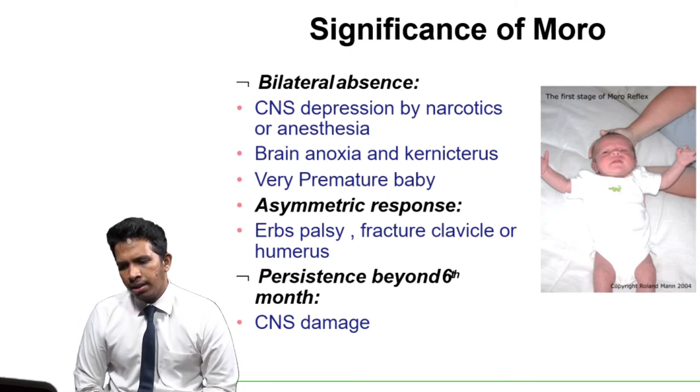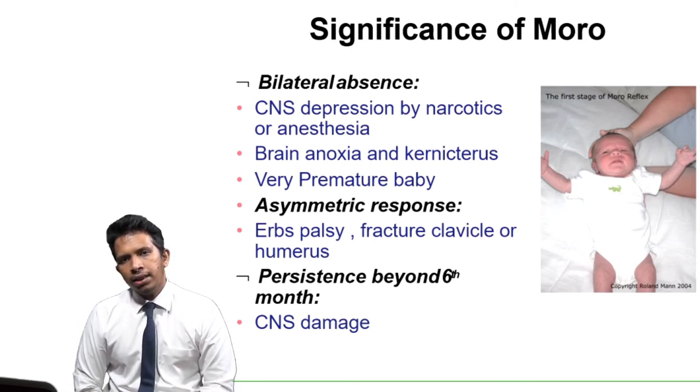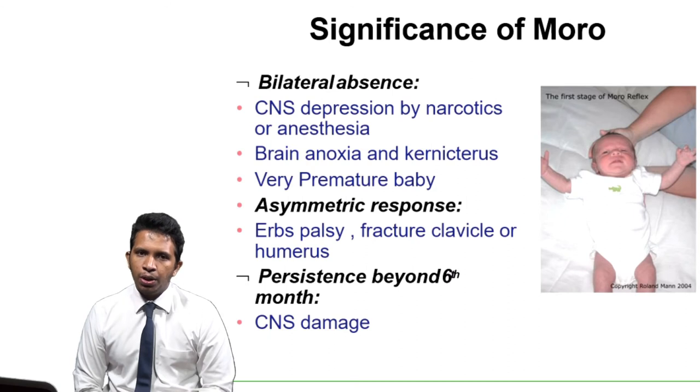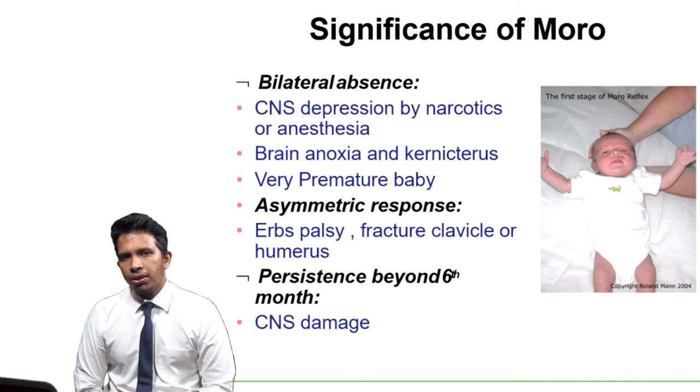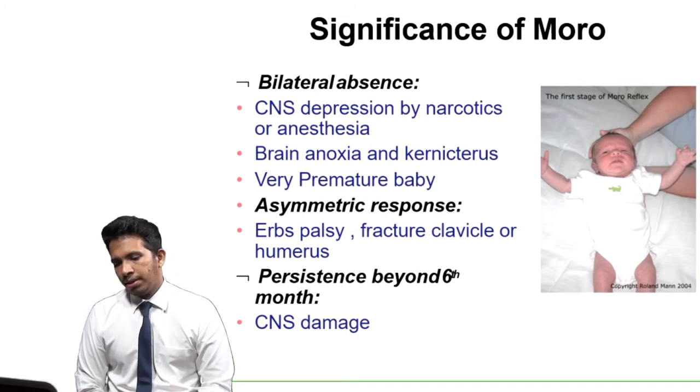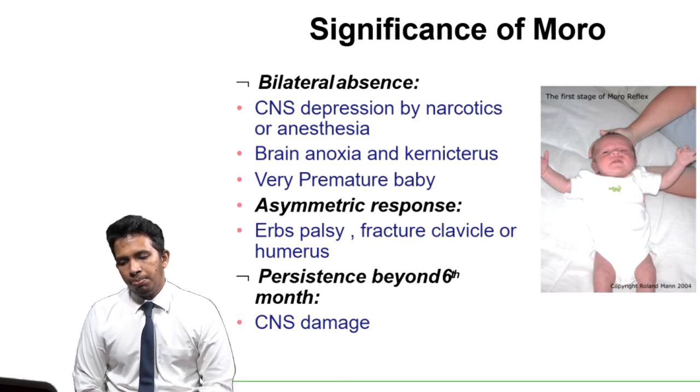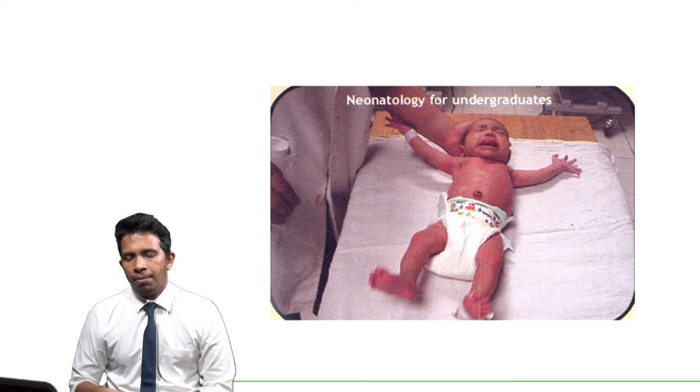If there is an absence, the child could be having CNS depression by narcotics or anesthesia, brain anoxia where the oxygen supply is not good, kernicterus where there is too much bilirubin getting deposited in the brain, or a very premature baby. If there are asymmetric responses, this could be due to unilateral conditions such as Erb's palsy, fracture of clavicle or humerus. If the Moro reflex is still there after 6 months and doesn't disappear, this could indicate a CNS damage.